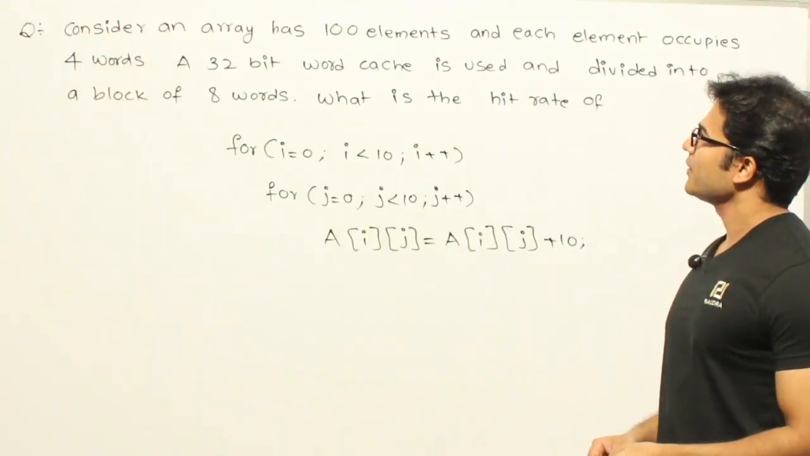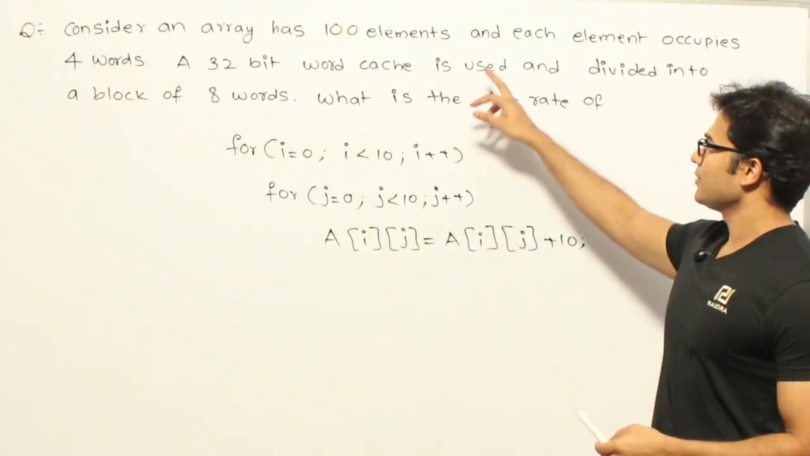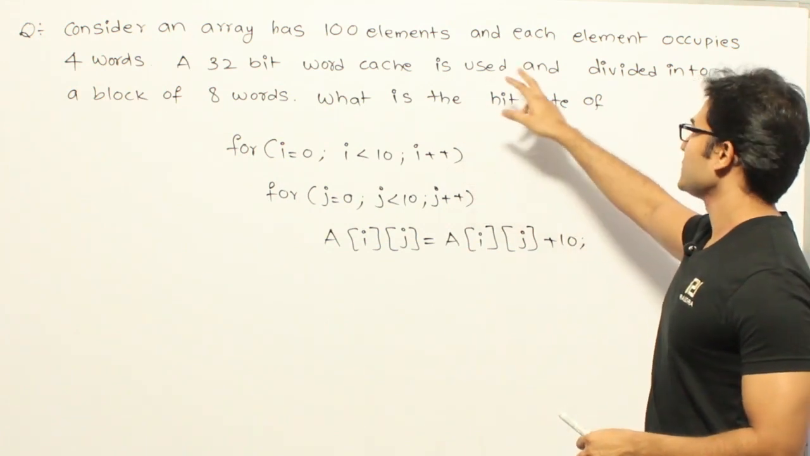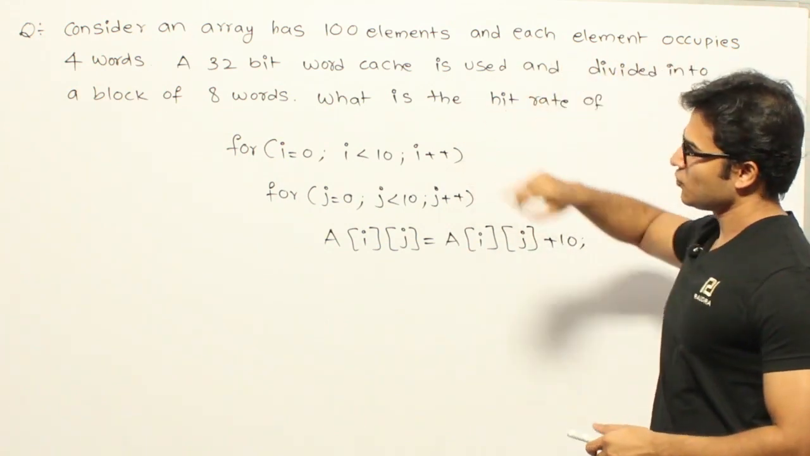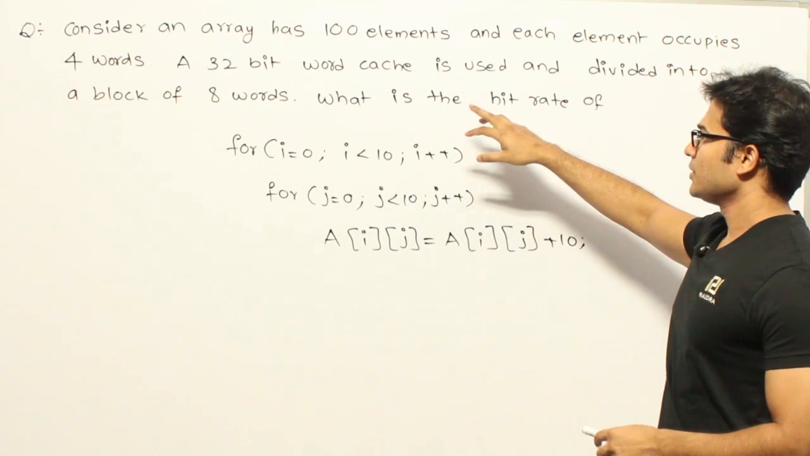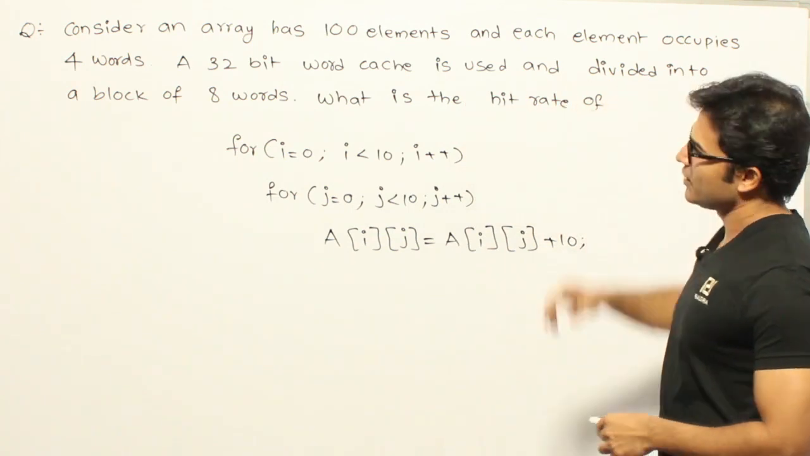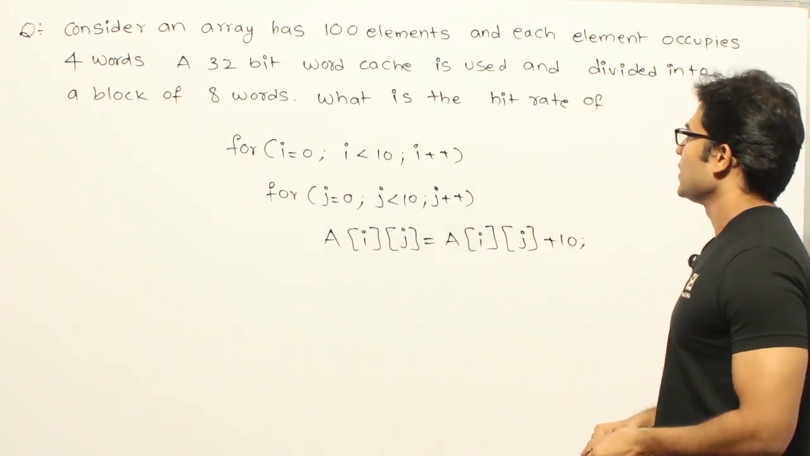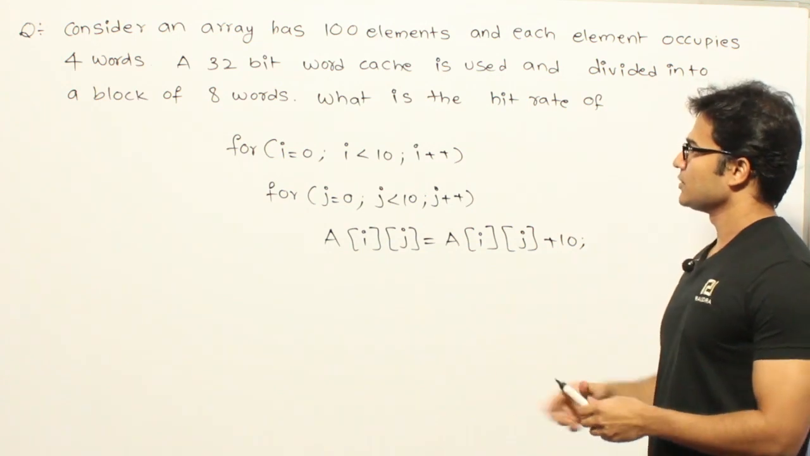Now let's see this. Consider an array having 100 elements, and each element occupies 4 words. A 32-bit word cache is used and is divided into blocks of 8 words. Now what is the hit rate of this?